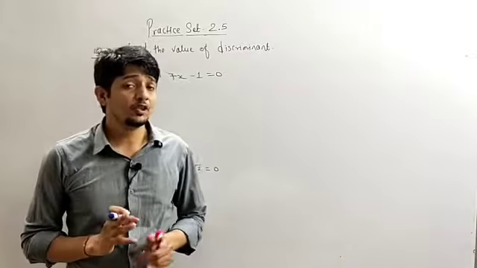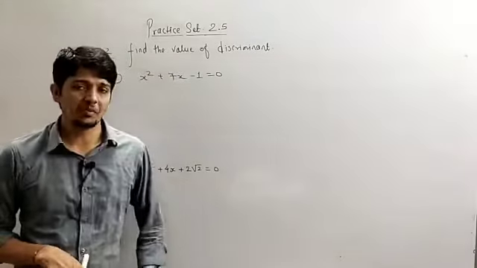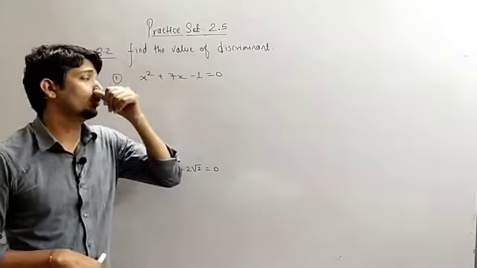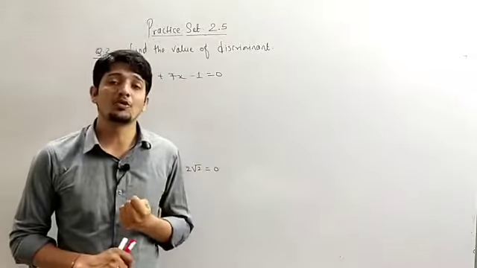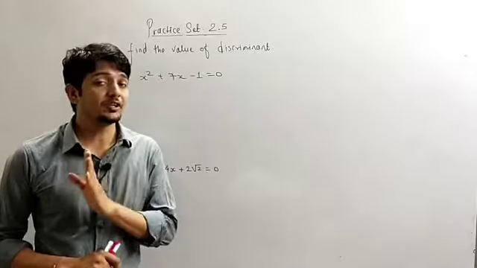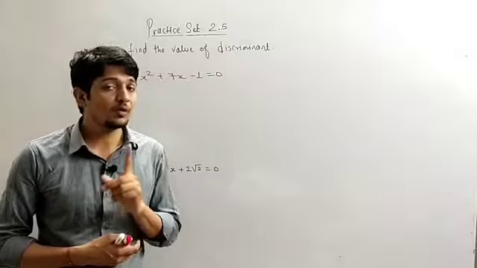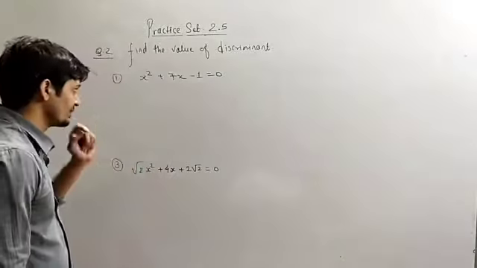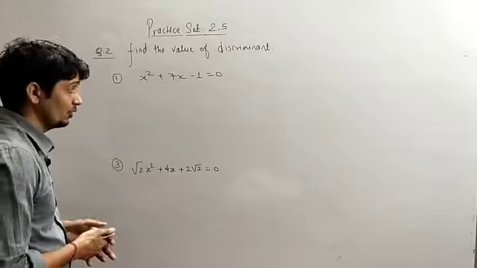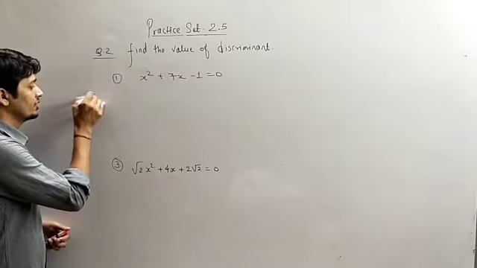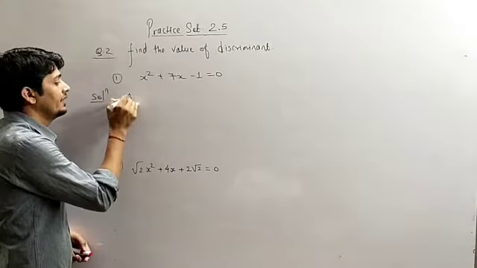So now we will solve the second problem, that is find the value of discriminant. It is the practice set 2.5 second question, and in the second question we have 3 sub questions. So the first and third sub questions we are going to solve now, and the second sub question will be homework for you. Okay. So here we have to calculate the value of discriminant. So you know the formula. So solution.